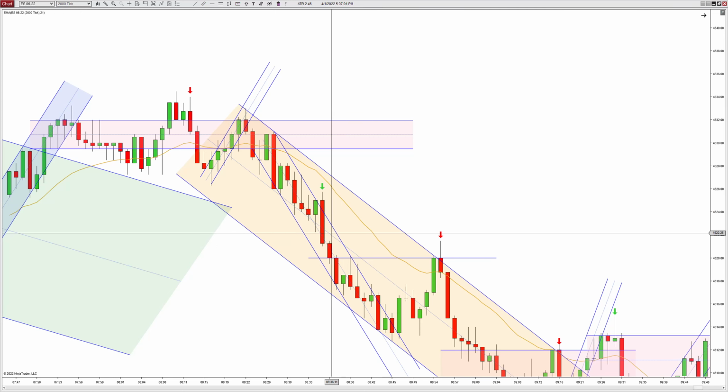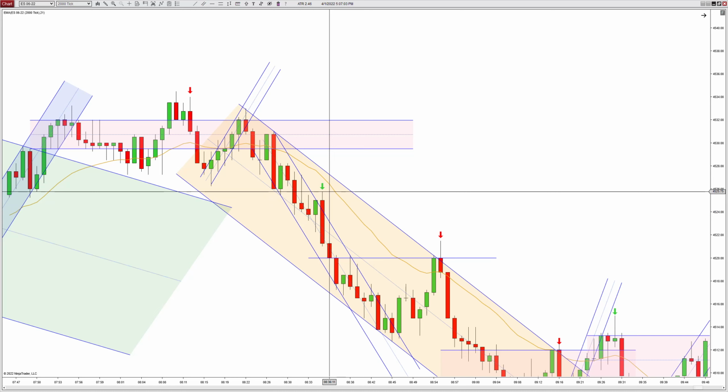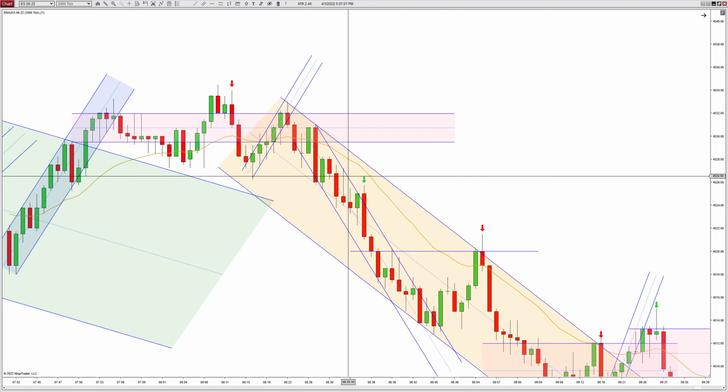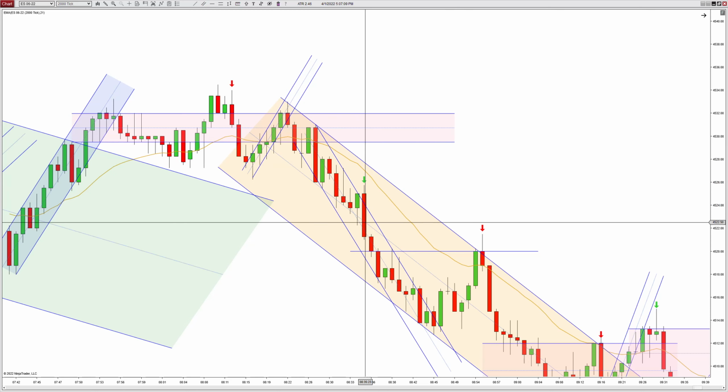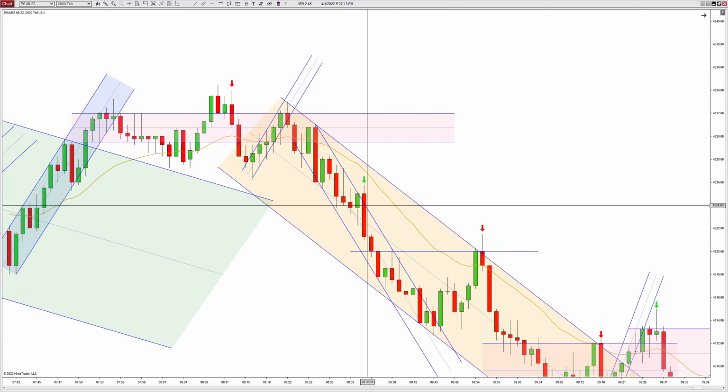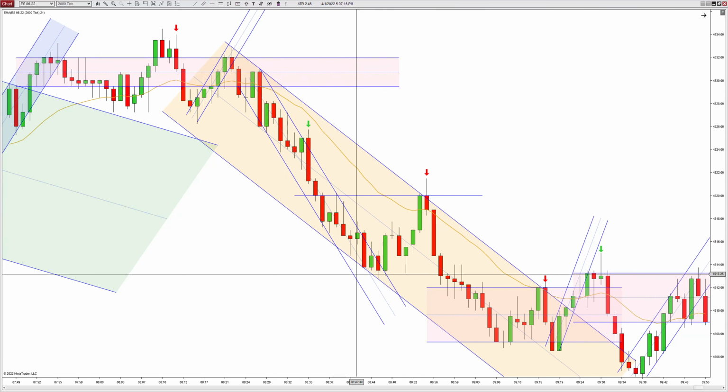Let's see. Yeah, that's almost like 4 points. Yeah, I'll mark it green. Failed second entry long. It's just really tough to trust this trend line at this point. You do have 3 touches though, so you can argue for it.